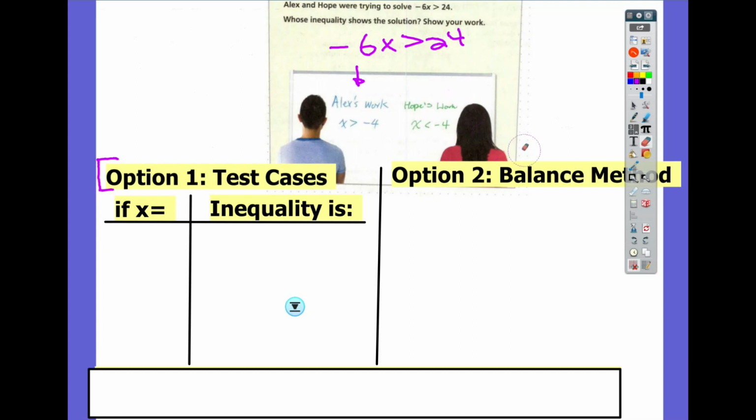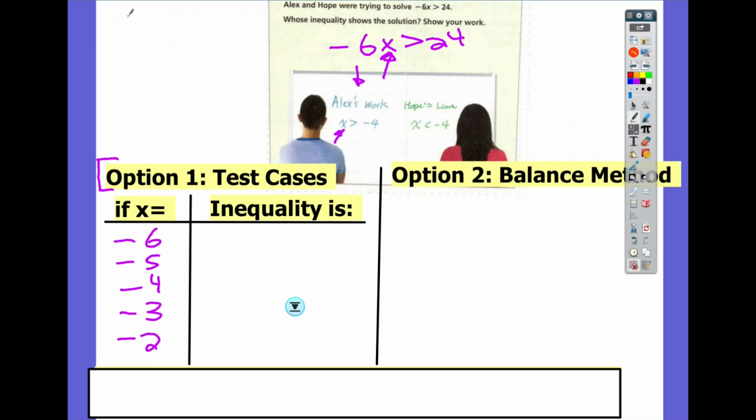I'm going to test a few points. We're trying to figure out what x could be in this inequality, so we'll try a few numbers. Let's try negative 6, negative 5, negative 4. We know 6 times 4 is 24, and negative 6 times negative 4 is positive 24. So we're going to hover around negative 4, and try a few things to the right of it as well. I'll do the first one explicitly, and then the other ones I'll just write in.